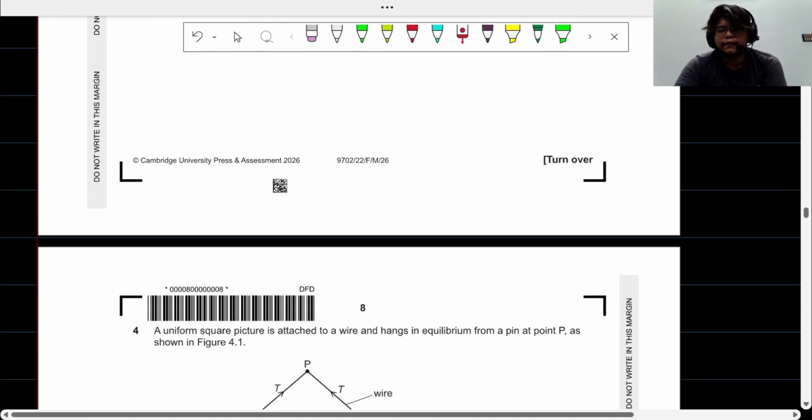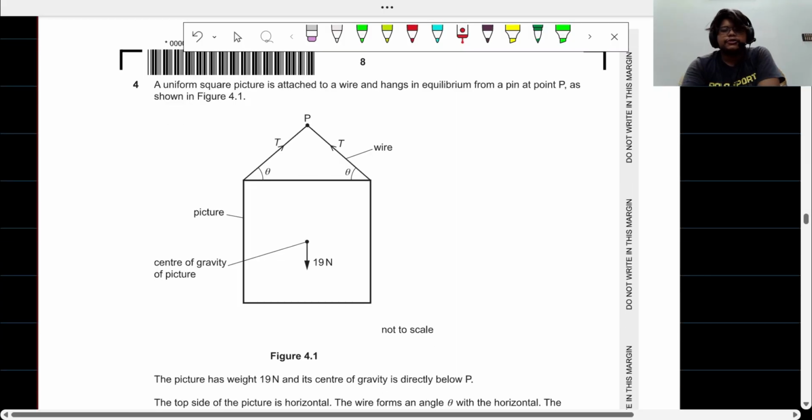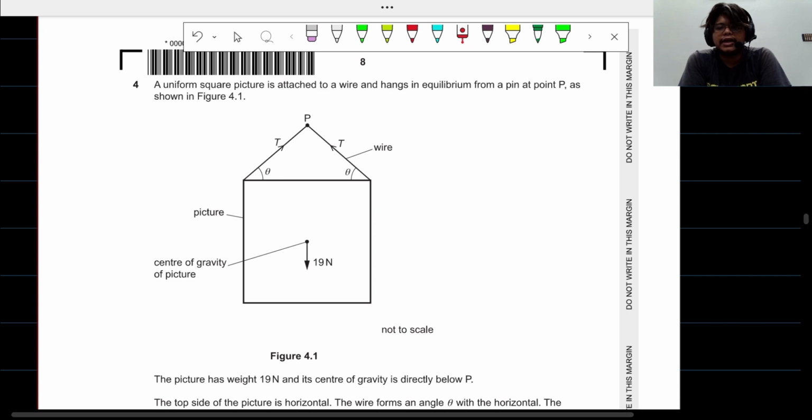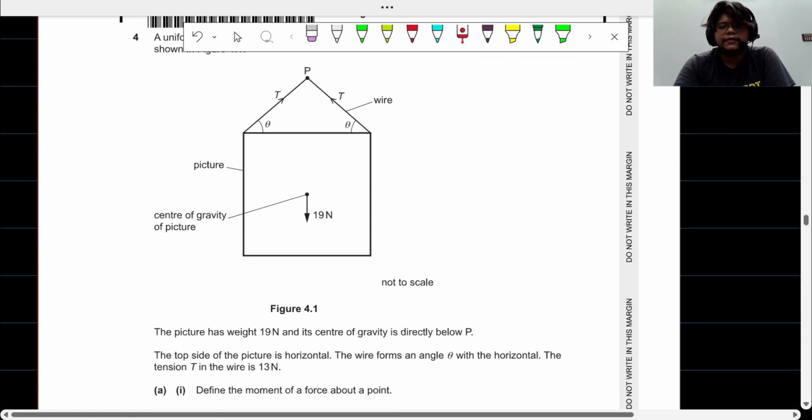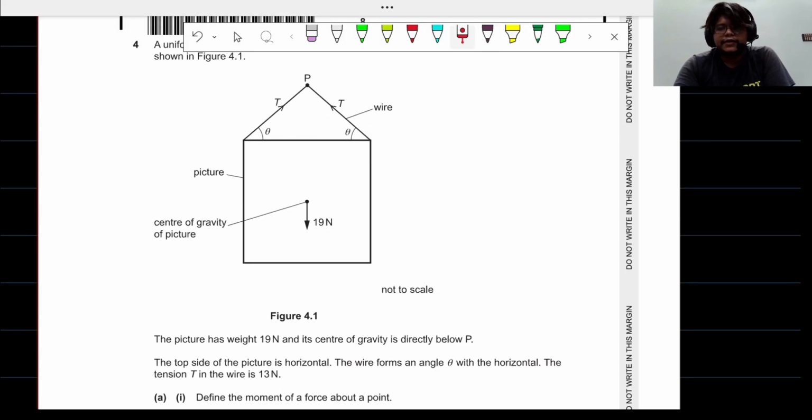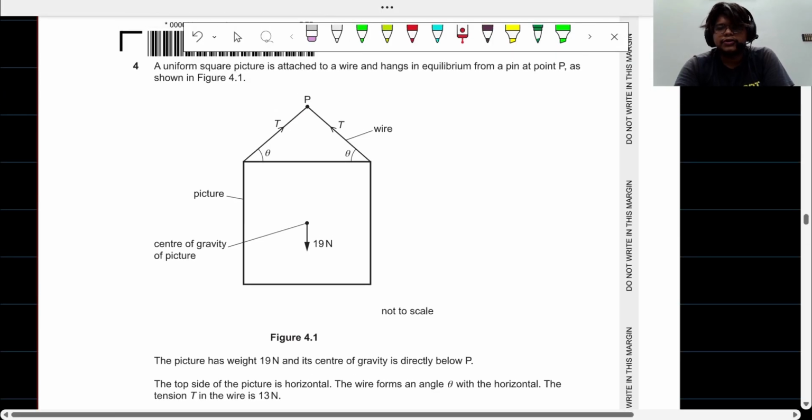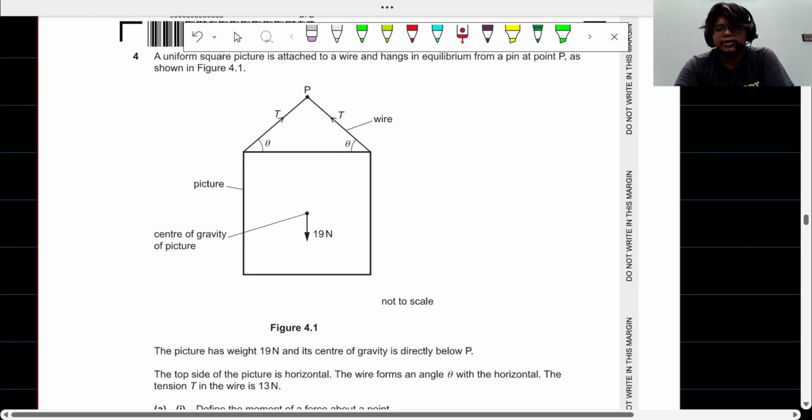Let's move forward to question number 4. So in question number 4, we have a uniform square picture which is attached to a wire and hangs in equilibrium from a pin at point P as shown in figure 4.1. So we have figure 4.1, like here we have a point P here, and we have a uniform square picture which is attached to a wire. We have the same tension in both the wires, right? And they are both at the same angle, that is theta.